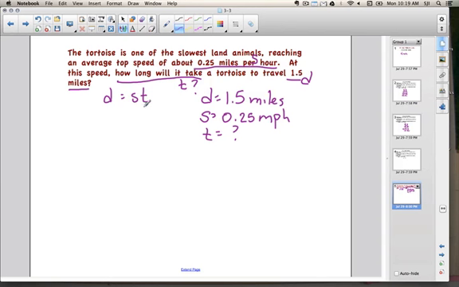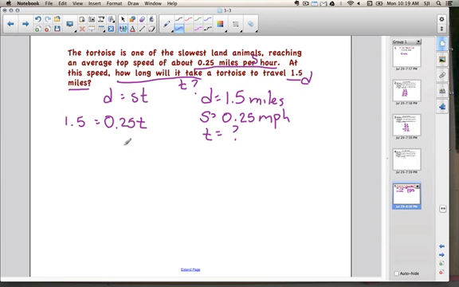What we're going to do is substitute the numbers that we have here into this equation here. So d is going to be 1.5 is equal to s, which is 0.25, and t we don't know, so I'm just going to leave that as t. So now I'm going to go back to those three questions. What number is on the same side as the variable? 0.25 is on the same side as the variable.